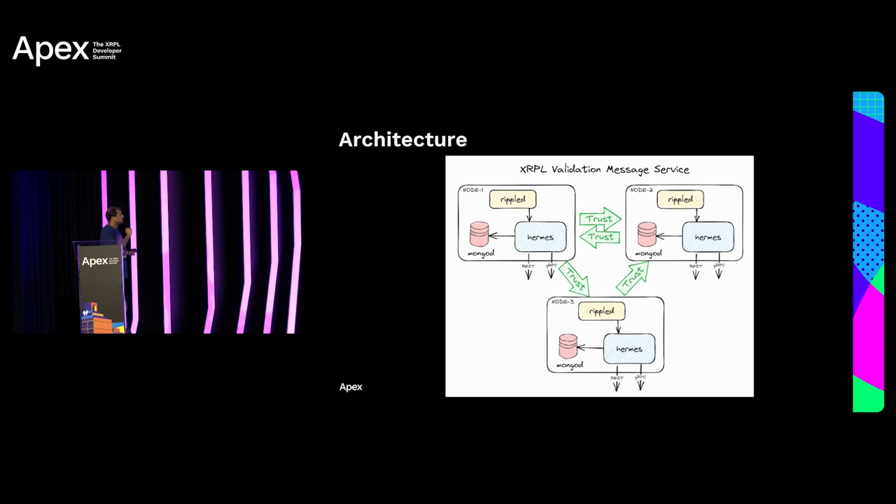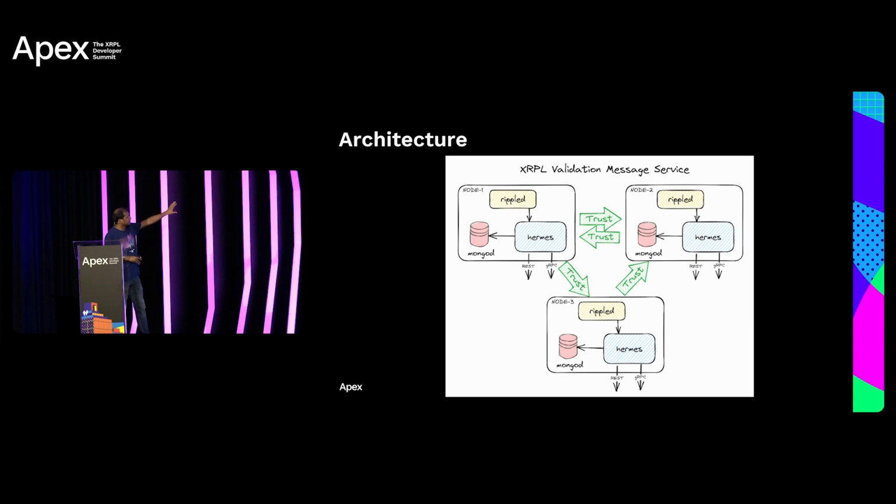The architecture. This is a hypothetical cluster of 3 nodes: node 1, node 2, node 3. Now, an individual validation message service node will have a Node.js application called the Hermes daemon. It's just a Node.js application with a REST endpoint and a gRPC endpoint. We'll talk about it. It connects to a RippleD server from where it fetches validations. It could be a local RippleD server or a remote RippleD server, and it stores everything into MongoDB, which can be local or remote. It just needs a configuration URL.